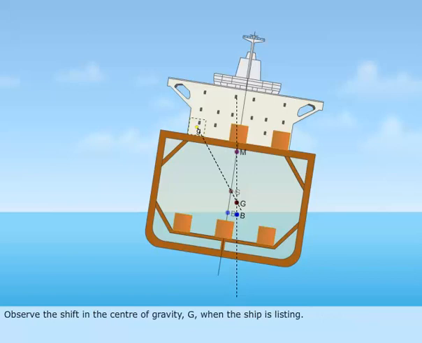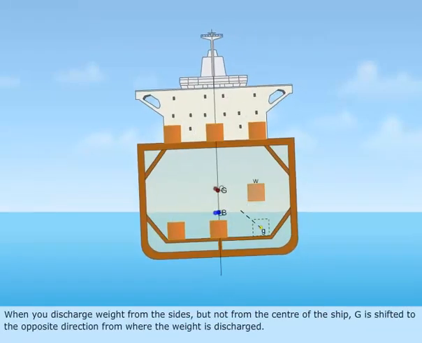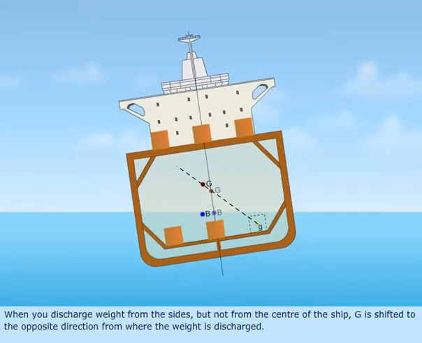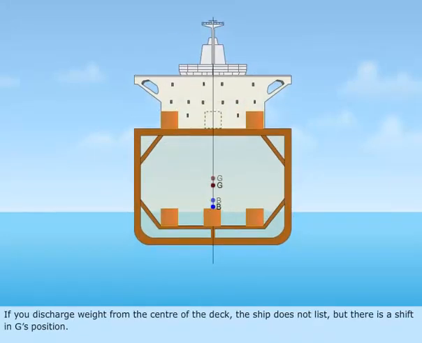Observe the shift in the center of gravity, G, when the ship is listing. When you discharge weight from the sides, but not from the center of the ship, G is shifted to the opposite direction from where the weight is discharged. If you discharge weight from the center of the deck, the ship does not list, but there is a shift in G's position.